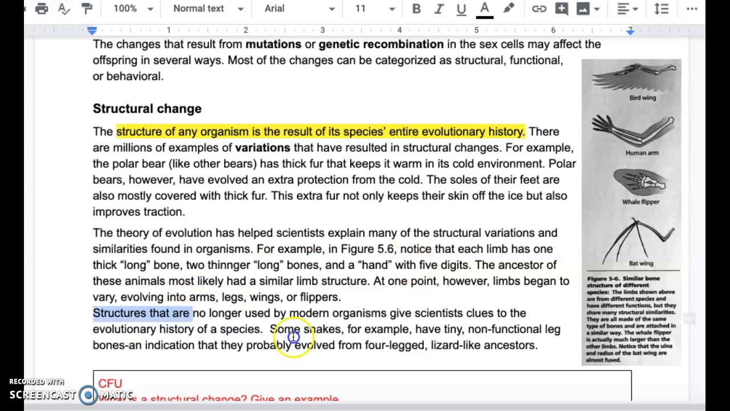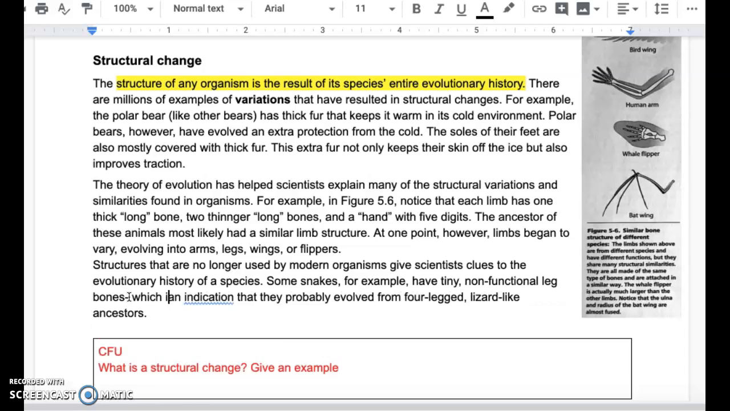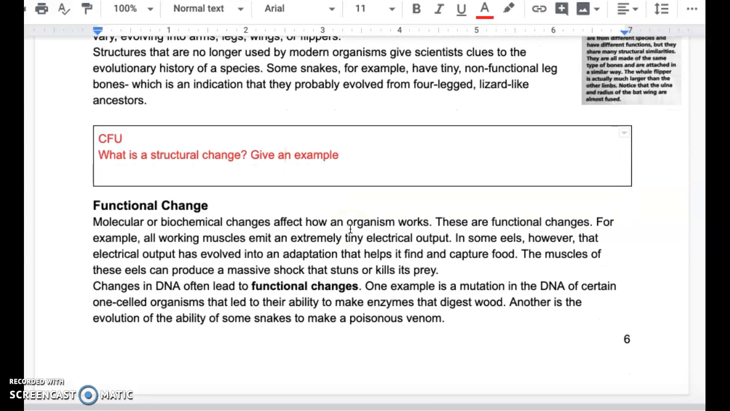Structures that are no longer used by modern organisms give scientists clues to the evolutionary history of a species. Some snakes, for example, have tiny non-functional leg bones, which is an indication that they probably evolved from 4-legged lizard-like ancestors. So right now on your own, you're going to explain what is a structural change and give an example.